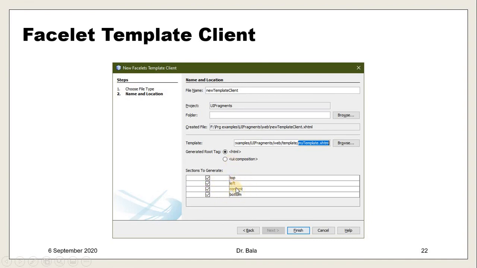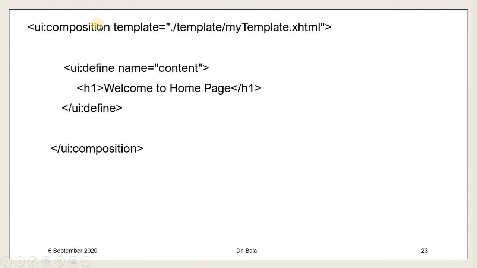Our content is in the top, left, bottom. In this, what I selected: top, left, content, bottom only. So all these four are there. You want to load all four areas, or only one area, or two areas, or a third area? It is up to us. Based on our need only, we are going to load the content. Once you say finish, it will prepare the composition. Composition means that it is connected to our template.